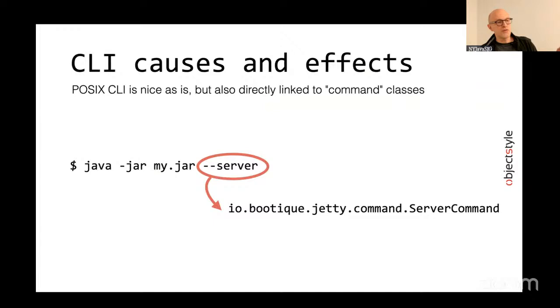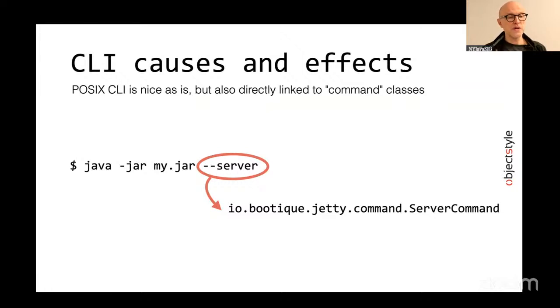Another thing that I really love about Bootique applications is the CLI, and again, I mentioned it a couple of times. POSIX CLI is nice by itself, but it's also very different compared to how other people are doing it. First of all, there's very little CLI culture in Java in general. Essentially, people would take a library that parses the command line into some map, and then take this map and decide what to do with it. So in Bootique, it's more direct. There's a cause and effect.